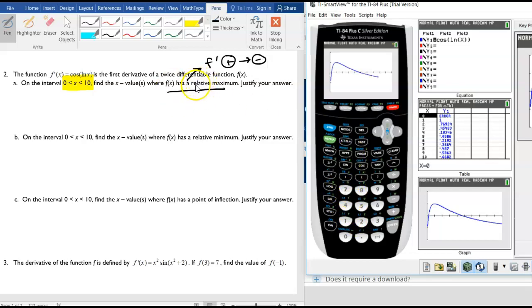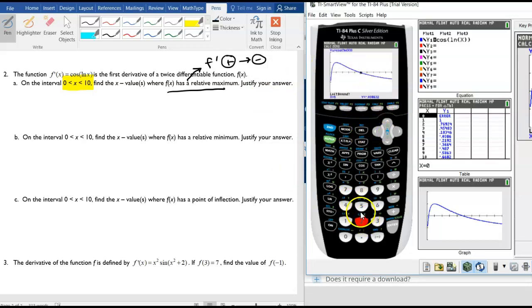Again, I'm looking for where this function, which is f prime, changes from positive to negative. In other words, I'm looking for an x-intercept where I change from above the x-axis to below. So I'm going to be looking for this point right here. I change from positive to negative. That's an x-intercept. So I'm going to hit second calc. I'm going to find the 0.